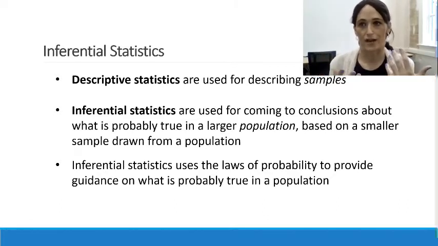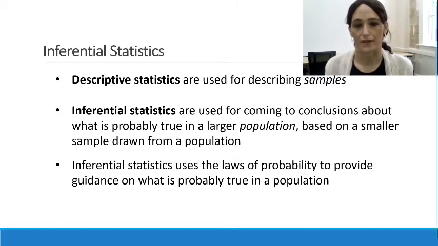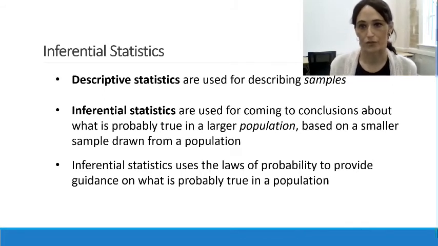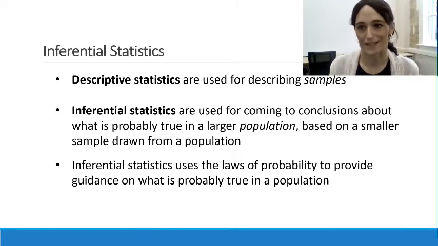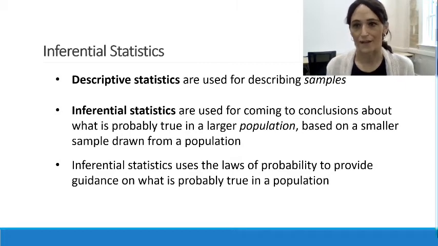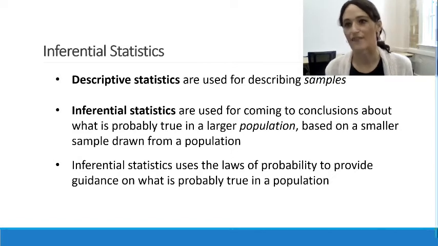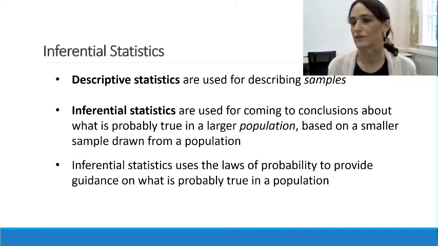So if we're doing a clinical trial, we're not just interested in the patients that we treat. We want to know what would happen in the population in terms of efficacy if we were to introduce that into the population. So we're going to use inferential statistics for coming to conclusions about what is probably true in a larger population. Notice I said probably true because within statistics, we always have to allow for the fact that we are potentially making some amount of error. And sometimes we can't even quantify how much error we're making. But we try to develop methodologies that minimize the amount of error that we introduce into our inferences.